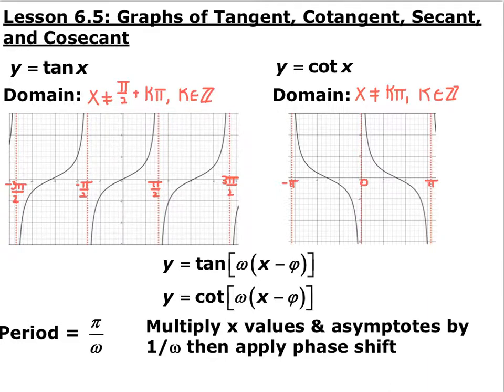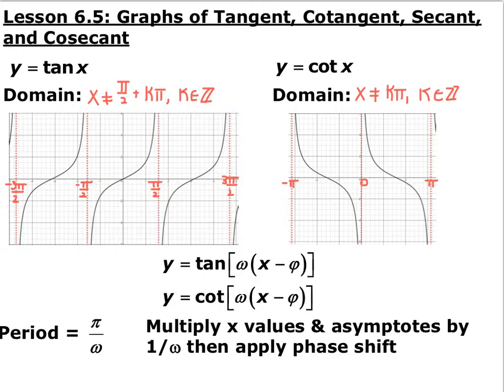So pi over 2, 3 pi over 2, negative pi over 2, because tangent is y over x, and the x-coordinate at those places is equal to 0, so it would be undefined. So when you look at the graph, that becomes vertical asymptotes. So at every pi over 2, tangent has a vertical asymptote.